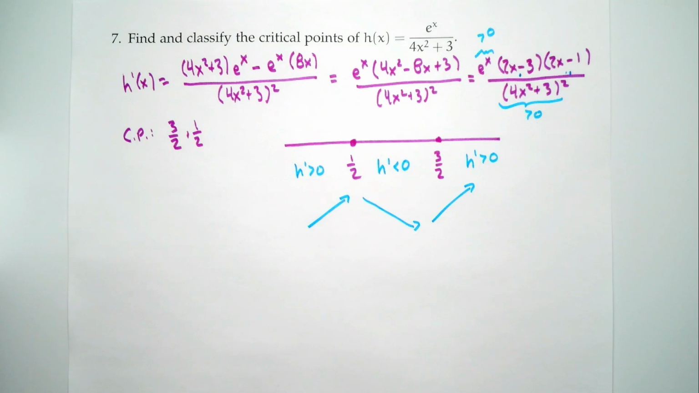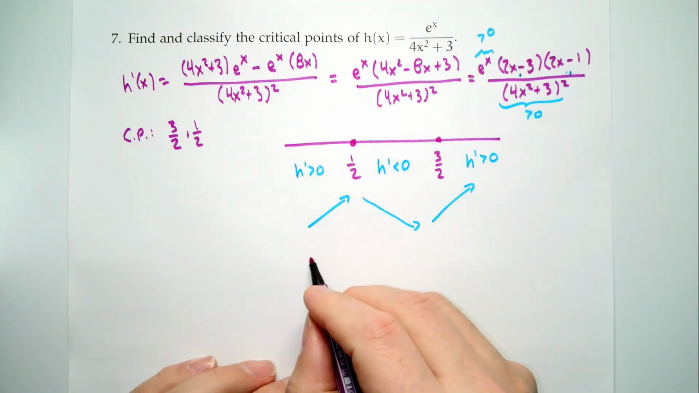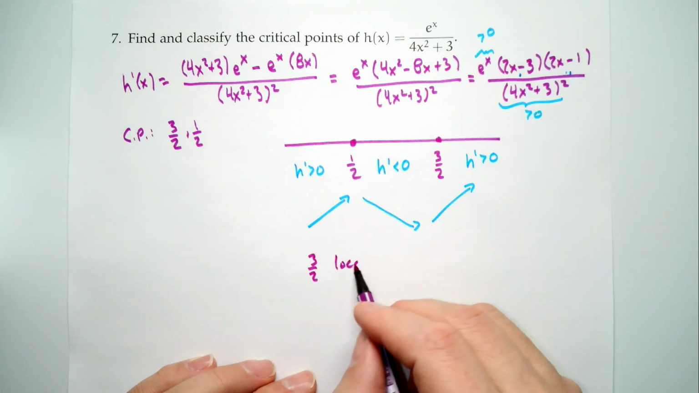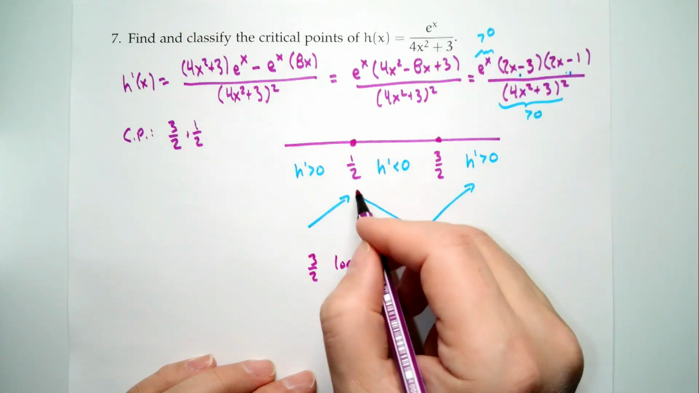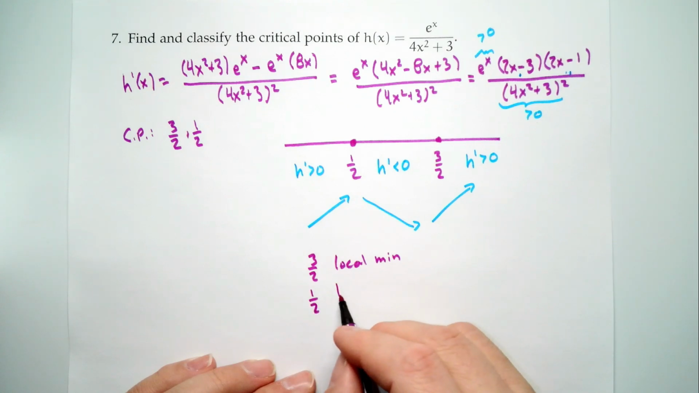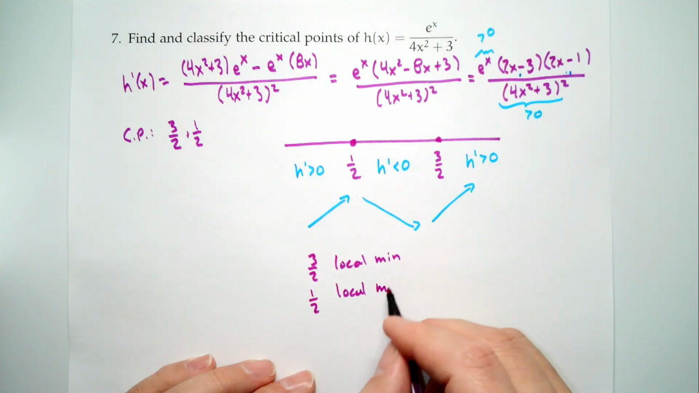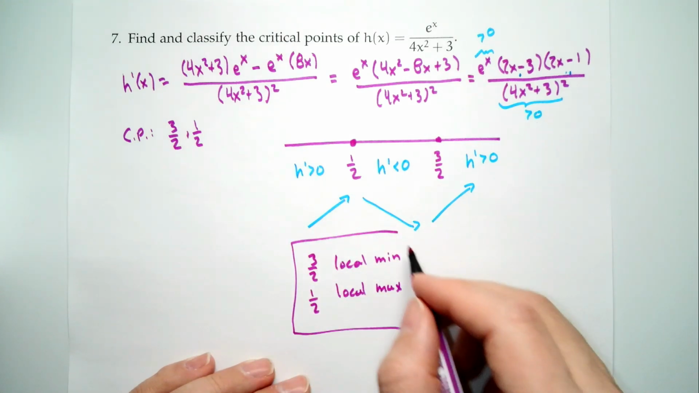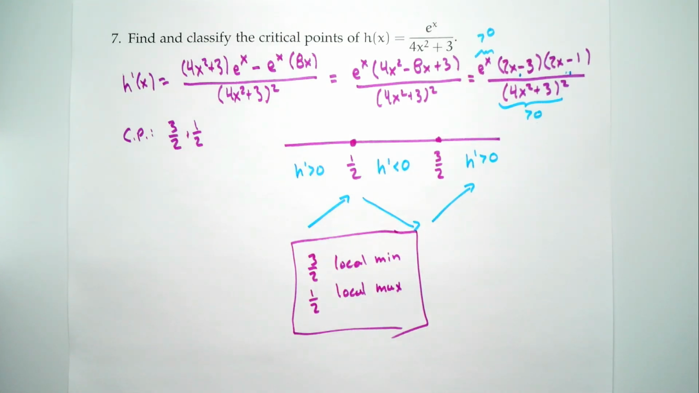And so we see that the answer is that our 3/2 is a local min, right? Because we're going down and up. And 1/2 is a local max, because we're going up and then down. And that is, we found them and we classified them. And that's the answer.